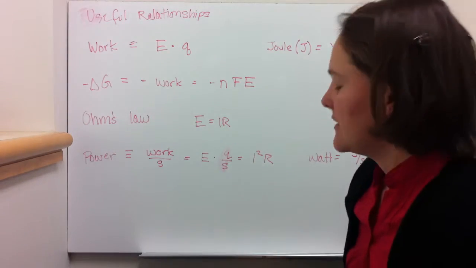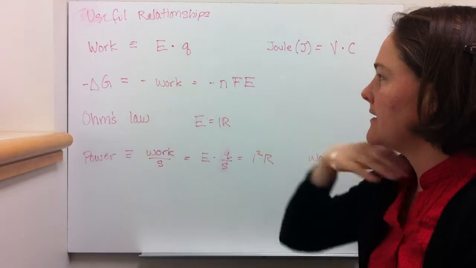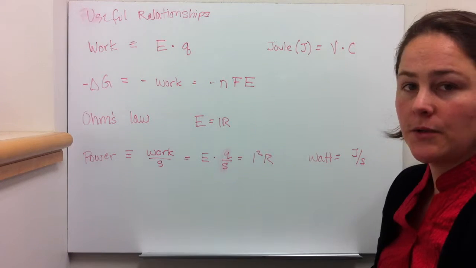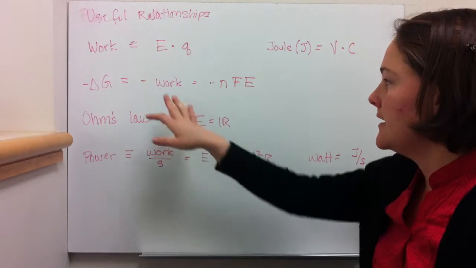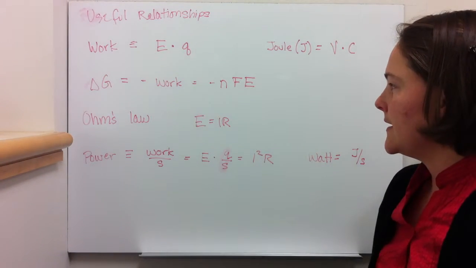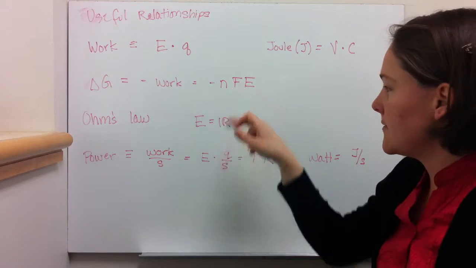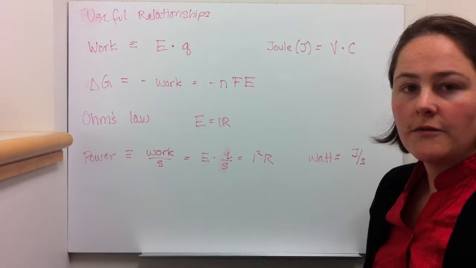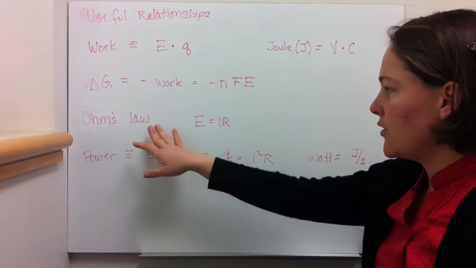So here are some useful relationships in electrochemistry that you can use quite a bit. Work is defined as the potential energy times the charge, and that's measured in joules, which is a volt times a coulomb. Delta G is defined as negative work, which is equal to negative n, the number of electrons, F, the Faraday, times the potential difference. Ohm's law is E equals IR, or the potential difference equals the current times the resistance.